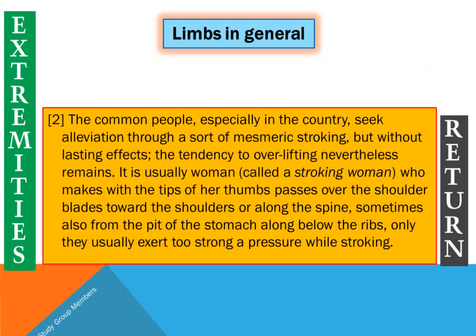Under 2 here, the common people, especially in the country, villages, seek alleviation through a sort of mesmeric stroking, that is mesmeric stroke, etc. But without lasting effects, the tendency to overlifting nevertheless remains. It is usually women who do this stroking, that is the mesmerism, who make passes with the tips of their thumbs over the shoulder blades towards the shoulder along the spine, sometimes also from the pit of the stomach along below the ribs only. They usually exert too strong a pressure while stroking.